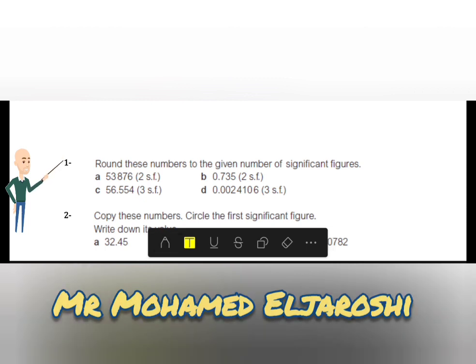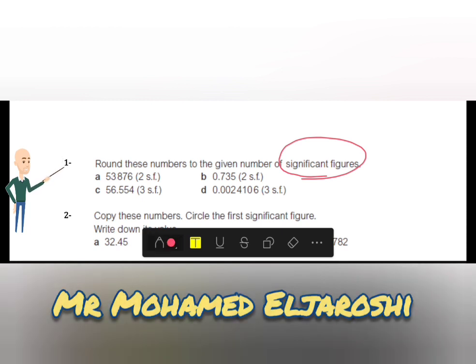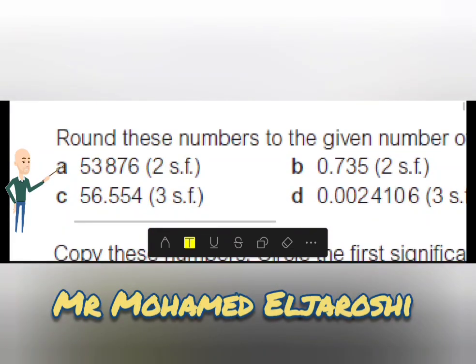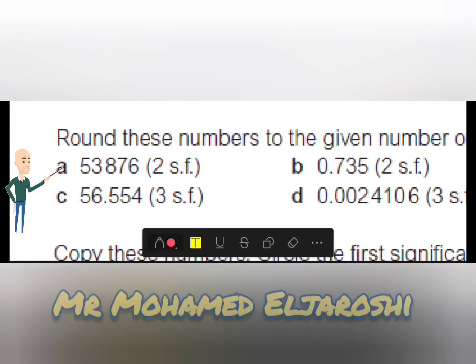Now you need to understand what's the meaning of significant figures. Significant figures means numbers. So when we take a look at the questions here, for example, A, we have 53,876. Now when we round to one significant figure or two significant figures, we will start counting numbers and then we stop and then we look at the number after it, and depending on that number we will round.